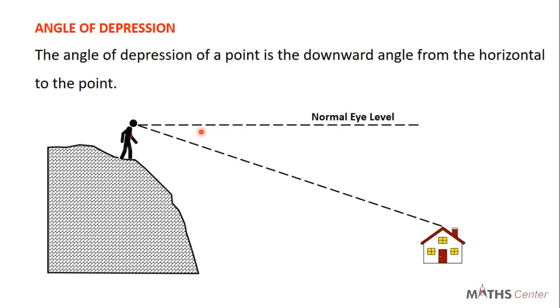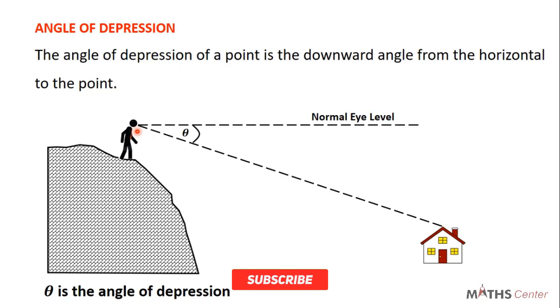So in this case, this downward angle created here is the angle of depression of the top of the building from Mr. Kofi's eyes. So angle of elevation is the upward angle, but angle of depression is the downward angle. So here we can say that theta is the angle of depression of the top of the building from Mr. Kofi's eyes.